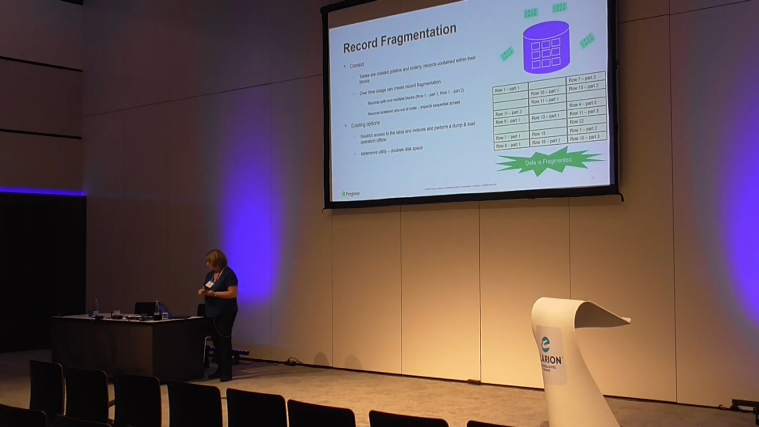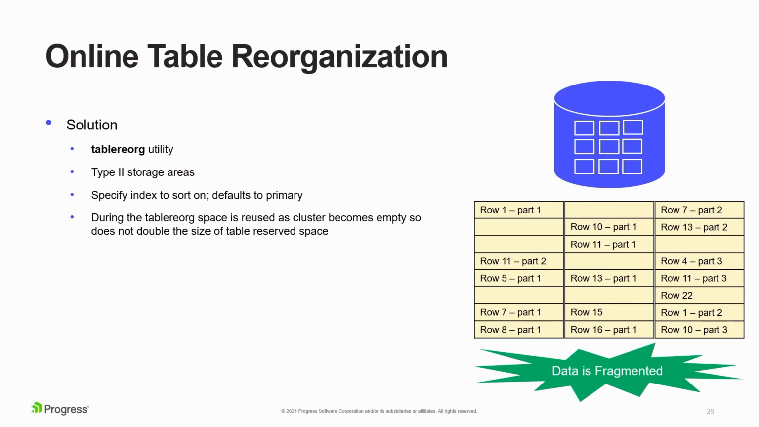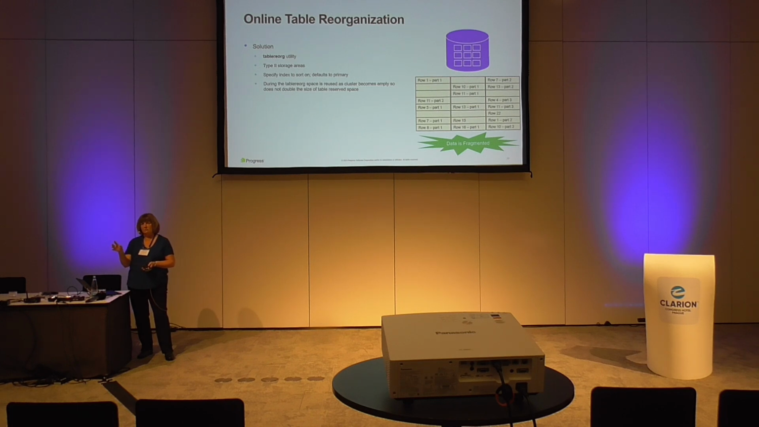So what we've done is we made a table reorg. It's online again. It only works on type 2 storage areas. You will specify which index to use to order your table. If you don't specify it, it will default to the primary. And what it does is, as it's reorganizing, we have avoided doubling the size of the space by reusing a cluster. So we'll have one cluster go away. The space from that cluster is reused as we progress through it.